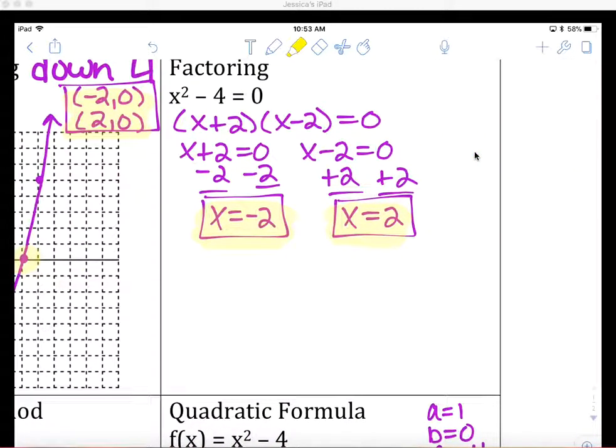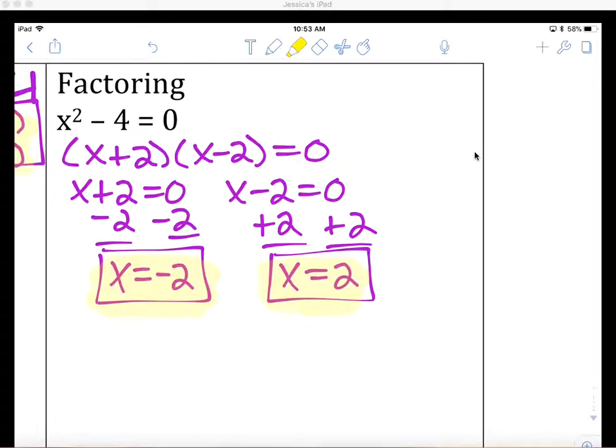Factoring really depends on the problem. There's multiple ways to factor. In fact, if you want to review on that, I would go back and watch the video on all the methods of factoring. Factoring always depends on the problem. Sometimes you'll be able to factor the problem, sometimes you won't.